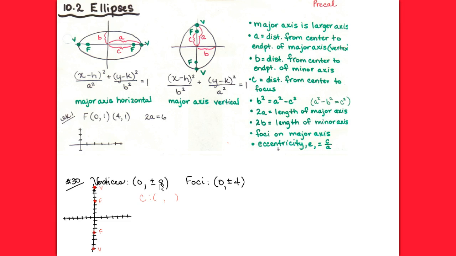Great. What else do I know? The center. I know the center. How do I find that? The midpoint of either the vertices or the foci. Perfect. The midpoint of either of these sets of points they gave me. So I could go halfway in between (0, 8) and (0, -8). Or I could go halfway in between (0, 4) and (0, -4). Because my center always has to be equidistant from the two vertices, and it has to be equidistant from each of the foci.